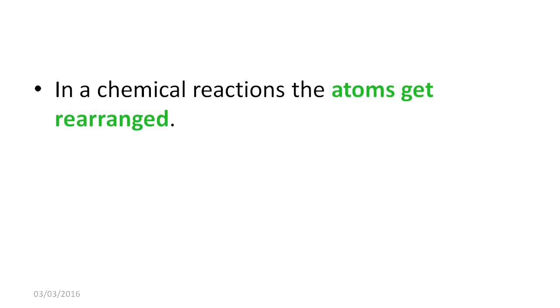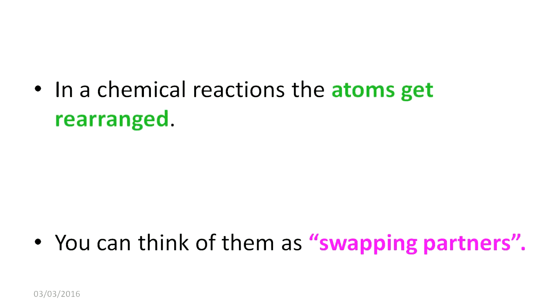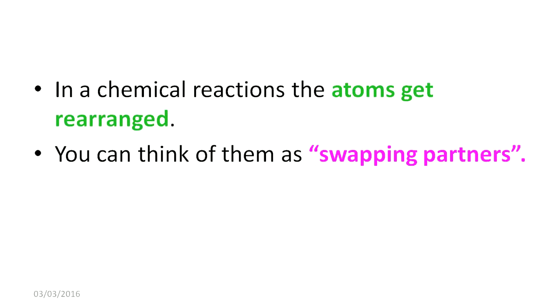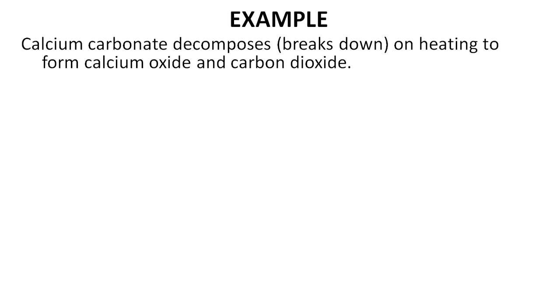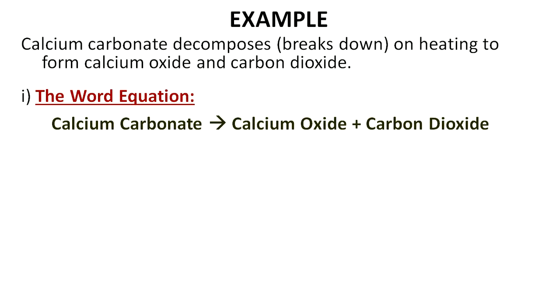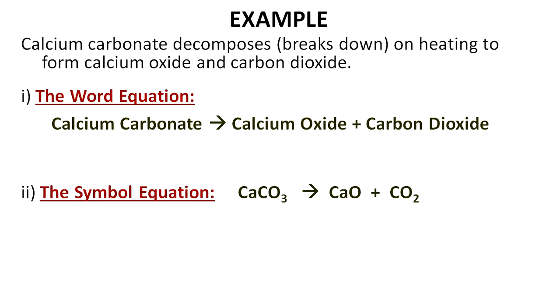In a chemical reaction, the atoms get rearranged. You can think of them as swapping partners. Example: calcium carbonate decomposes, breaks down on heating to form calcium oxide and carbon dioxide. The word equation for the above reaction is calcium carbonate arrow calcium oxide plus carbon dioxide. The symbol equation is CaCO3 arrow CaO plus CO2.